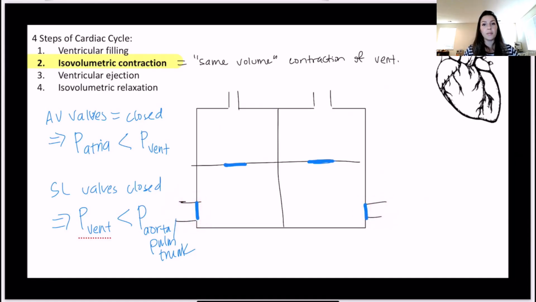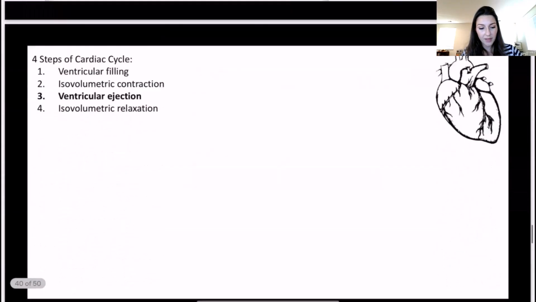It's isovolumetric. The ventricles stay at the same volume, but this is such a tiny amount of time. This is a very, very short step. The ventricles are just about to contract. Okay, so that is step 2, isovolumetric contraction, and remember, that's a very small amount of time.